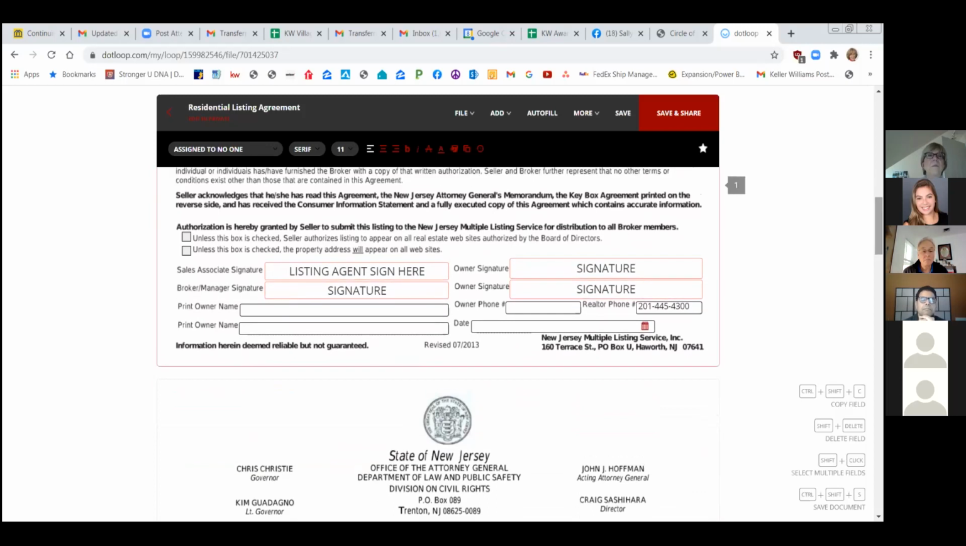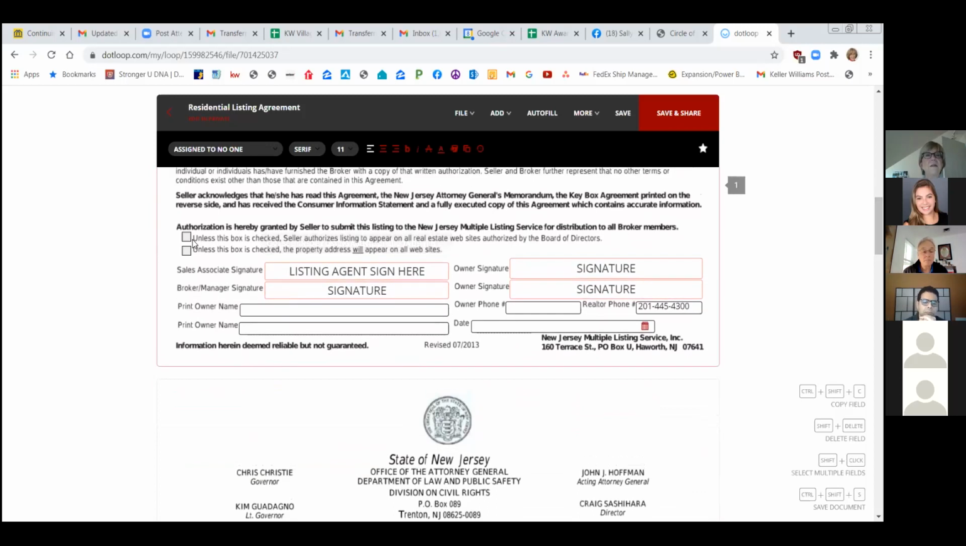Okay, down here, these little box places, it's important you understand this. It says authorization is hereby granted by seller to submit this listing to the New Jersey Multiple Listing Service for distribution to all broker members. So that's the whole purpose of this, right? To get it on the MLS.